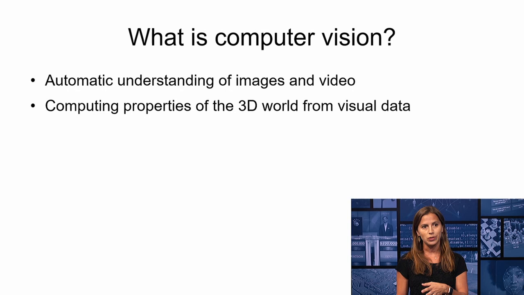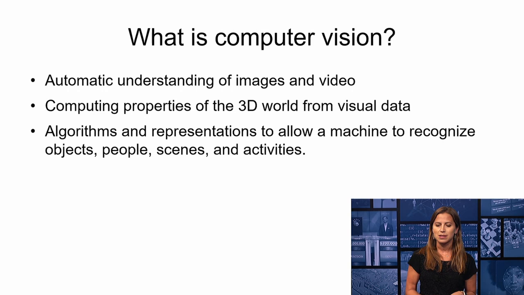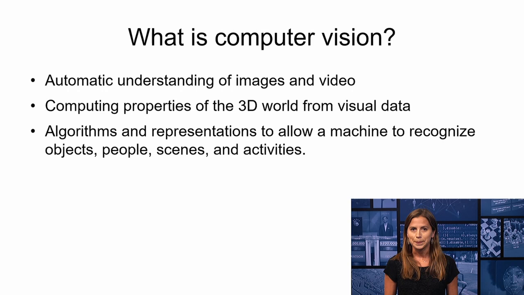And the final thing I would give at this top-level definition is we mean the algorithms, the representations that would allow a machine to recognize, parse, and understand objects, people, scenes, and activities. So that's a working definition for us about what it means to have a computer with vision.